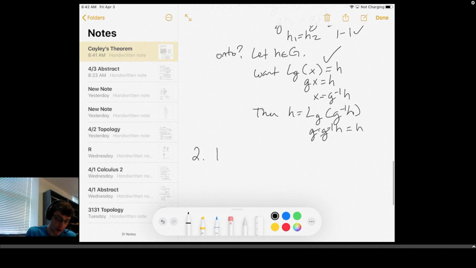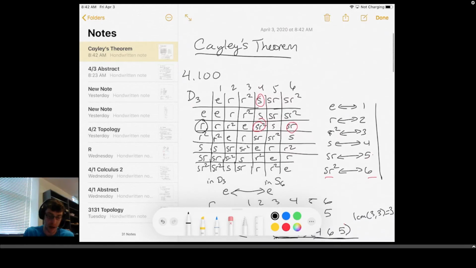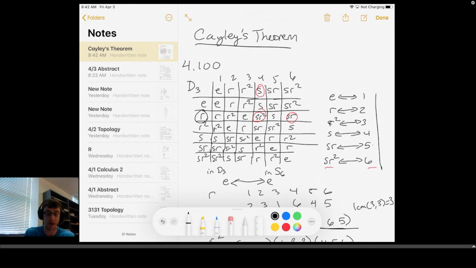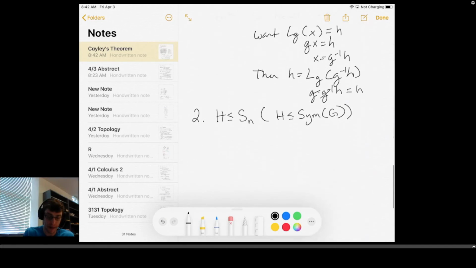So our next step is to show that H is really a subgroup of Sn. And what I'm really showing is that H is a subgroup of what's called the symmetric group on G, because Sn is technically the functions on the set 1 to n to itself. But since G is order n, I'm basically just saying the two are the same. They are isomorphic. It's basically the same thing you did up here where we relabeled these elements by 1, 2, 3, 4, 5, 6. That's what allows me to say this is Sn.